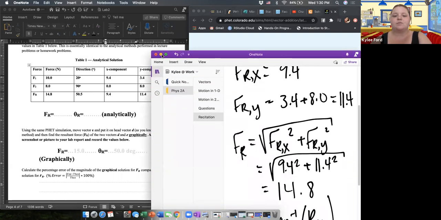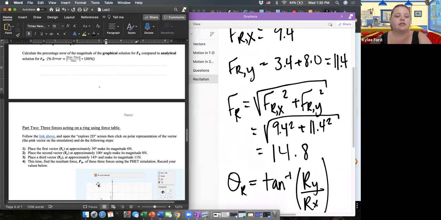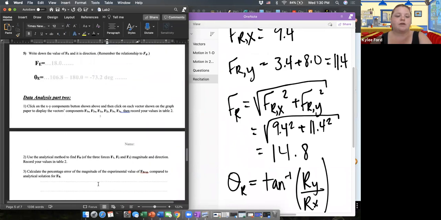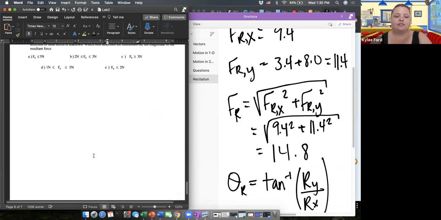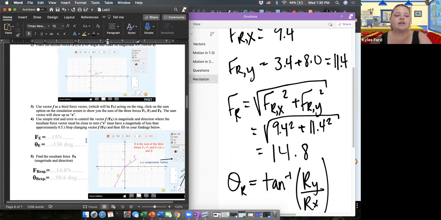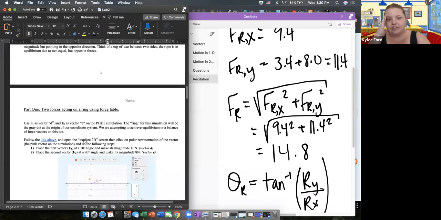So hopefully that helps. And then part 2 is pretty much the same thing, like we just talked about. And then there's a few questions at the end that you can answer. And that's pretty much it for the lab. It sounds a lot more confusing than it actually is. And that's why it took me a little bit in the beginning of this recitation to remember how we did it, or how I did it on my own time, because I was a little confused too.